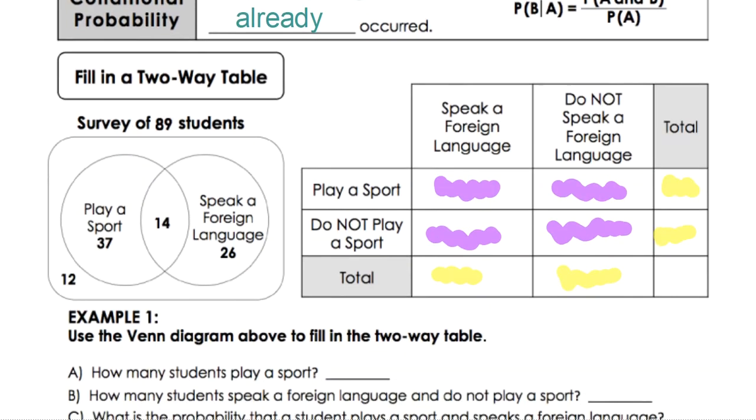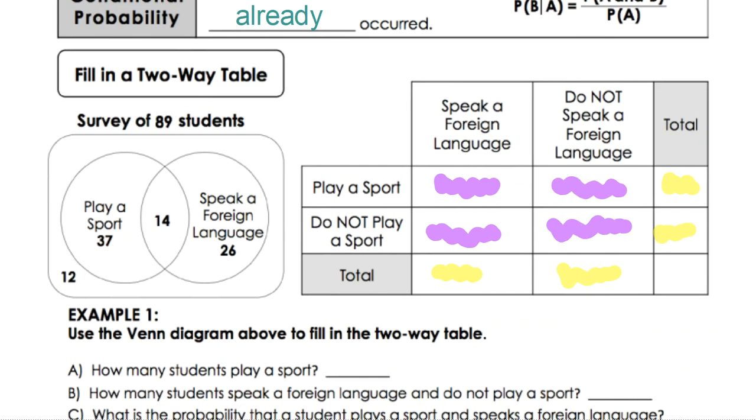So we're going to put some information into a two-way table. Here's what that's going to look like. In our table, we're looking at the Venn diagram to get our information. We surveyed a total of 89 students, and we asked them two questions. Do they play a sport? And do they speak a foreign language? So students answered those two questions, and we're putting it together in this table.